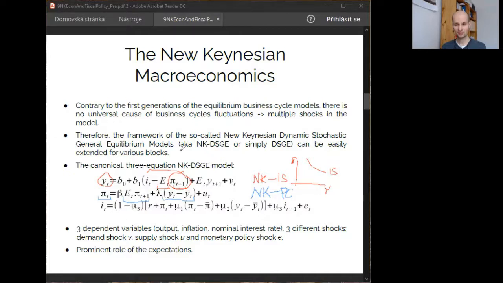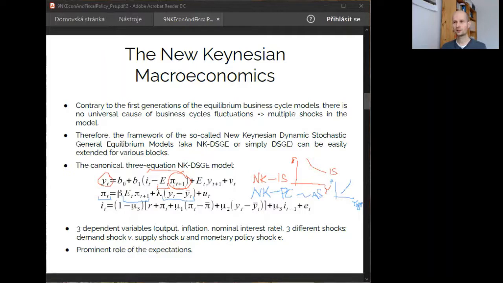Now the new Keynesian Phillips curve is being derived from micro foundations as well, and leads to such a relationship. So here is the new Keynesian Phillips curve again. Here we have output, here we have inflation, and it's upward sloping in output gap. That means that a positive output gap is associated with higher price level or higher inflation. In fact, the new Keynesian Phillips curve represents the aggregate supply in the model.